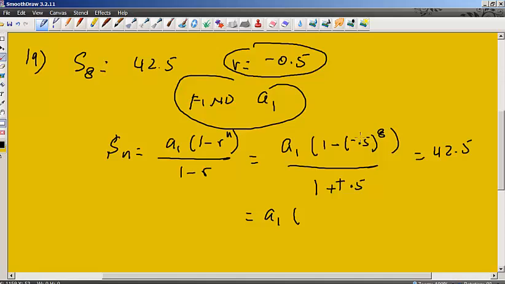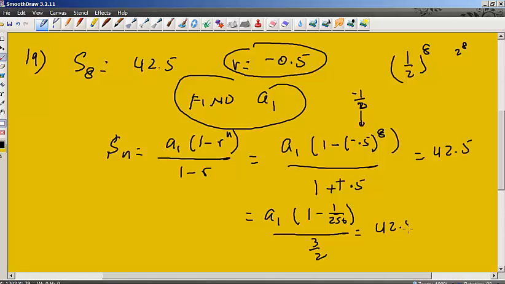Since I don't have a calculator here, I'm going to go 1/2, negative 1/2 raised to the 8th power. What is that? What's 1/2 raised to the 8th power? 1 over... What's 2 to the 8th? 256. So this will become 1 minus 1 over 256, all that over 3 over 2 is equal to 42.5.